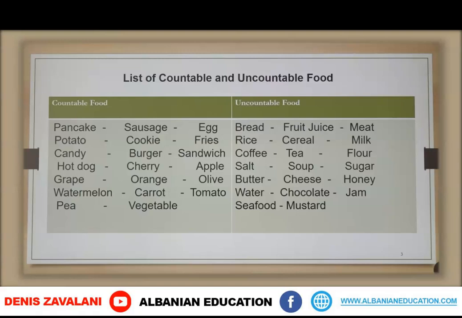Uncountable ones are bread, fruit juice, meat, rice, cereal, milk, coffee, tea, flour, salt, soup, sugar, butter, cheese, honey, water, chocolate, jam, seafood, and mustard. So these are considered to be uncountable.